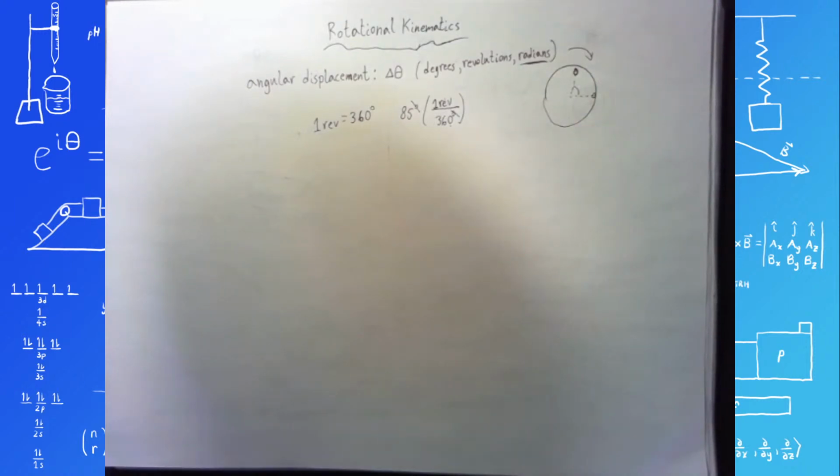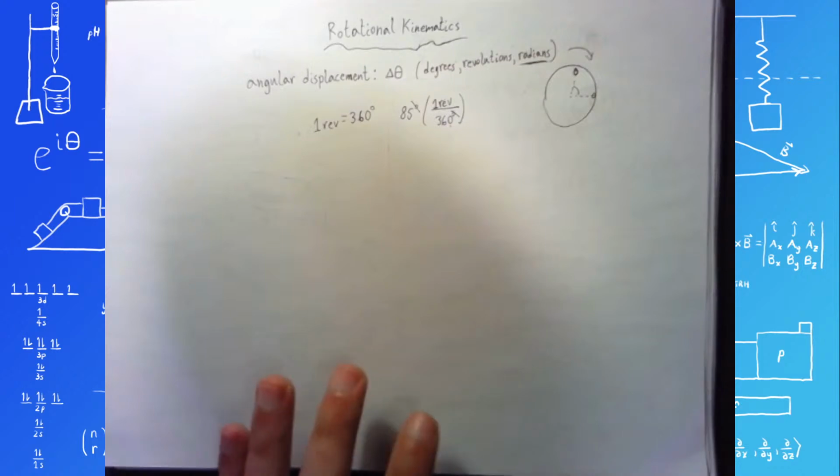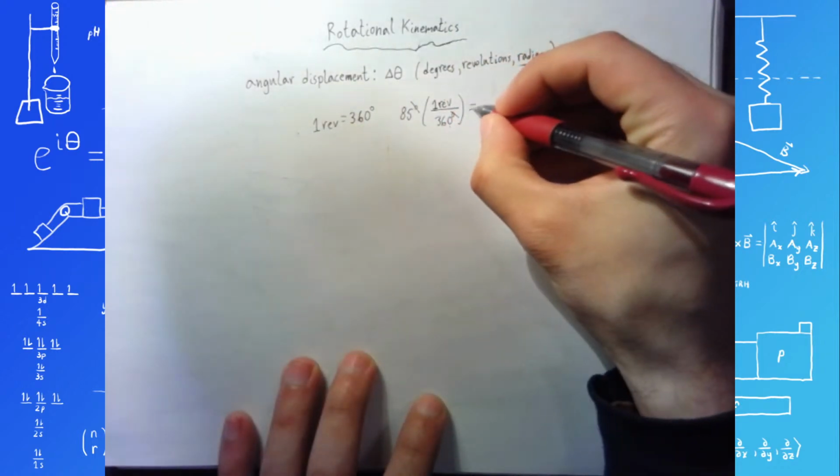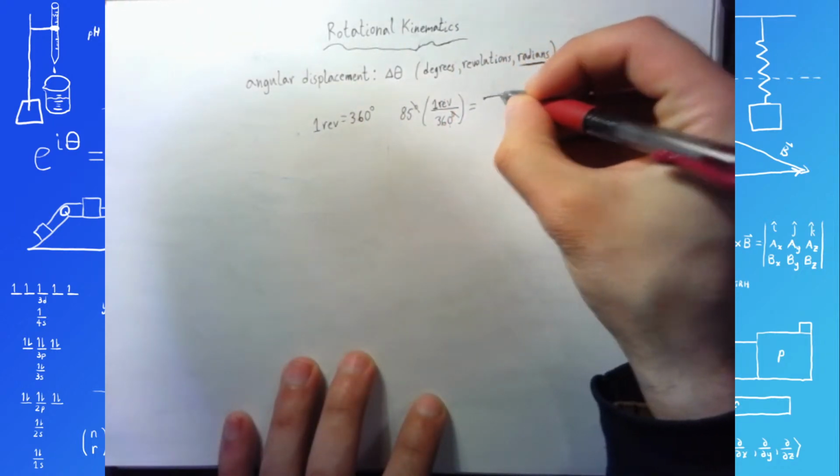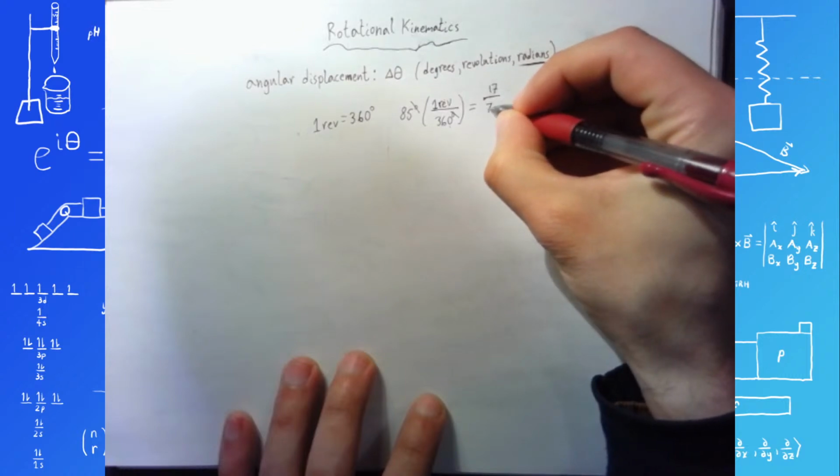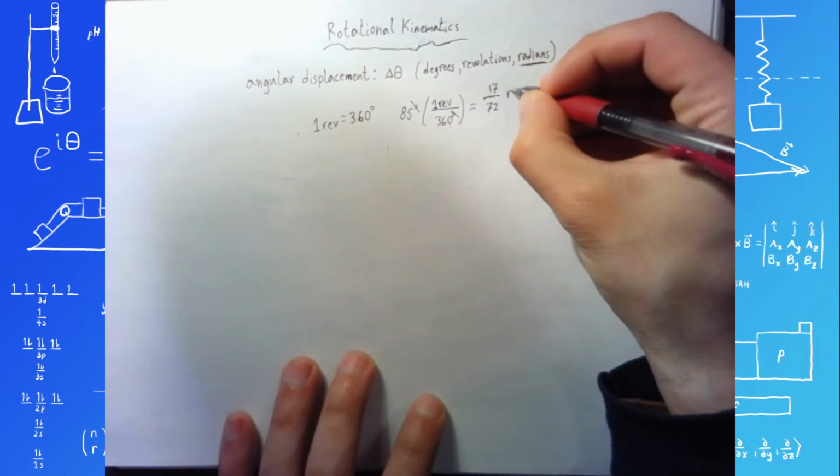85 over 360, what is that going to be? 85 over 360 is about 0.2361. I think I'd rather just have it as a simplified fraction. 17 over 72. 17 over 72 of a revolution.